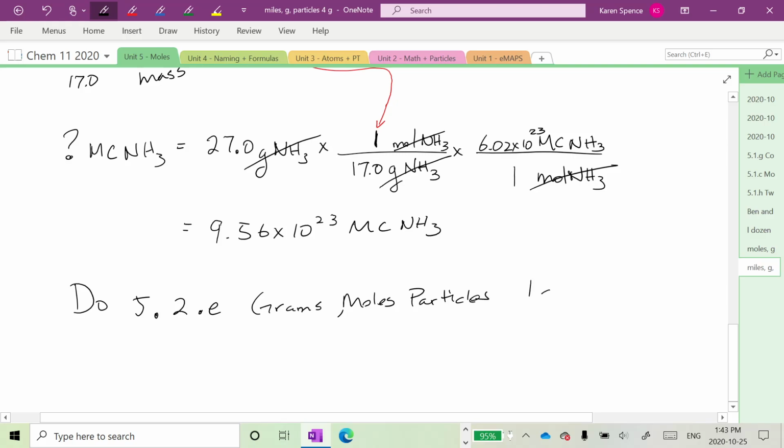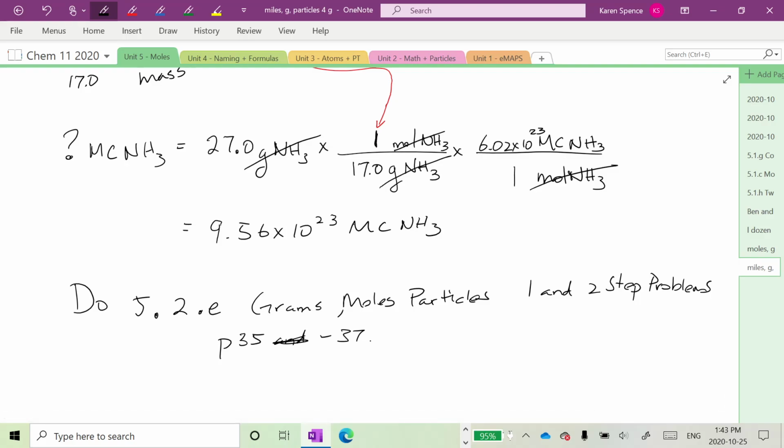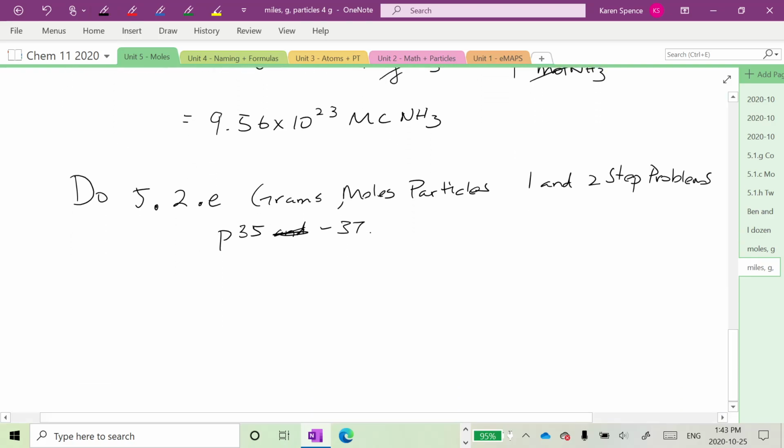And we're looking at 1 and 2-step problems, and that's on page 35 onward. Pages 35 to 37, okay? And that's our first part of the lesson for today. If you want one more example, I am going to do one more example going that opposite direction, but if you just want to get started, you can get started.